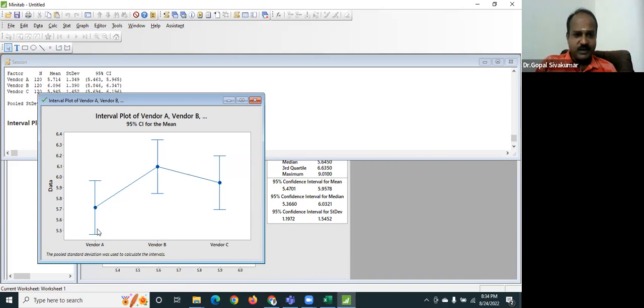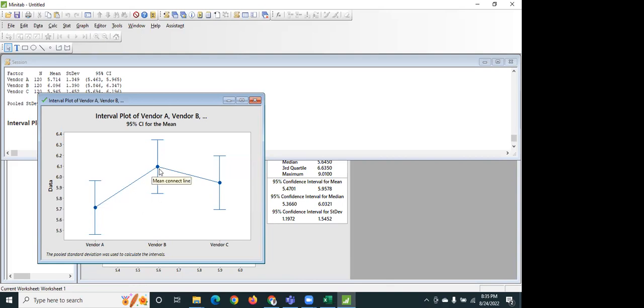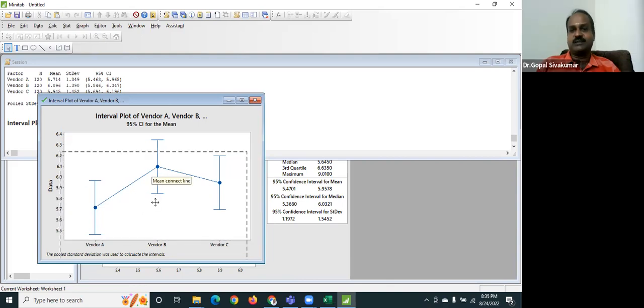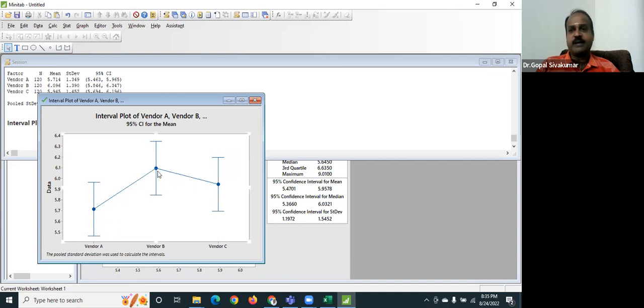If this happens, you must conclude that A is not statistically different from B and C. Why? Because the confidence intervals are overlapping. Though the mean value is lower for A, still I don't consider A as better, because at times A can have a mean value here. What is the mean value here? 5.71.